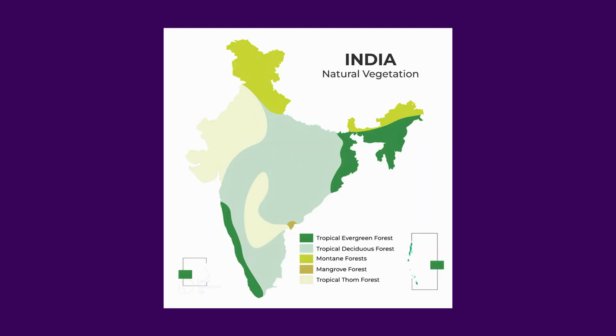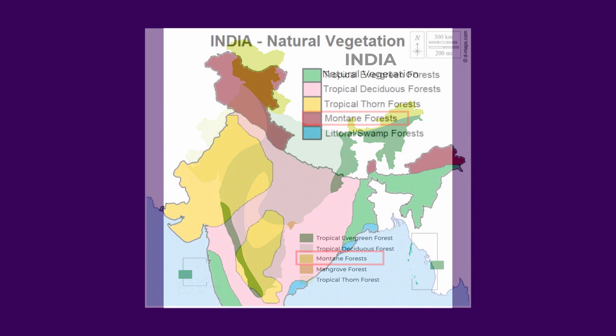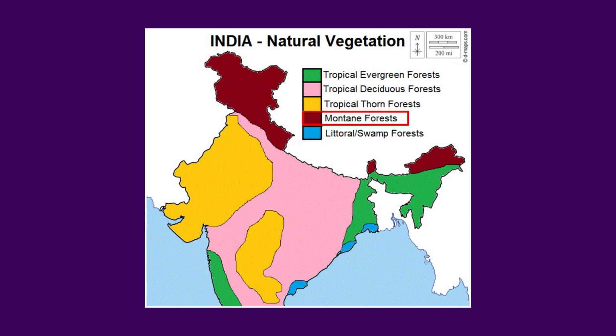Next type is the montane forest. Montane forest in India can be found in the higher hilly areas of Kerala and Tamil Nadu, also in the region of eastern Himalayas to the east of 88° east longitude, including the hills of Assam, West Bengal, Sikkim, Arunachal Pradesh and Nagaland. The temperature and rainfall in the montane forest vary according to the height of the mountain.